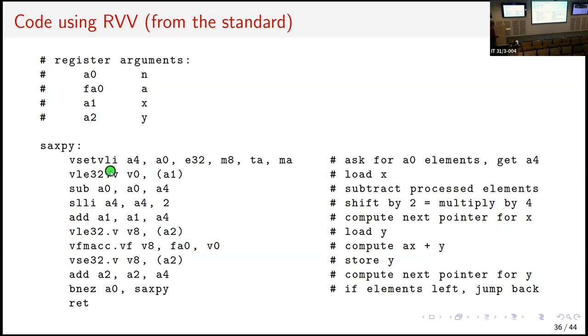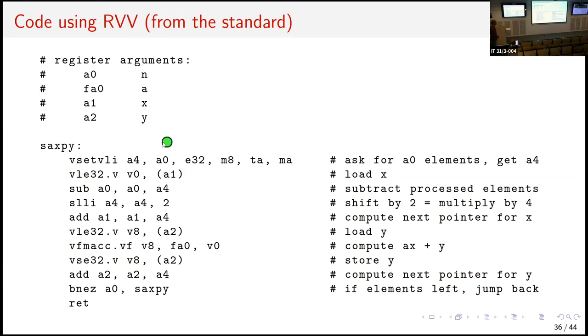So we call this configuration instruction. We say we have A0, which in the beginning is the number of elements that you are supposed to work on. You say, okay, we have single precision, so 32 bits. We want to use as long a vector register group as we can. Please hardware, tell us how many elements we are supposed to process in this loop. That's then returned in the A4 register.